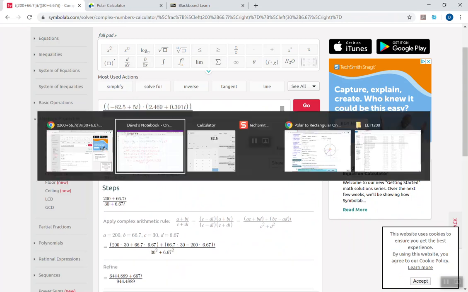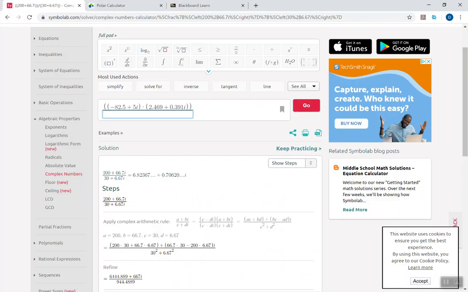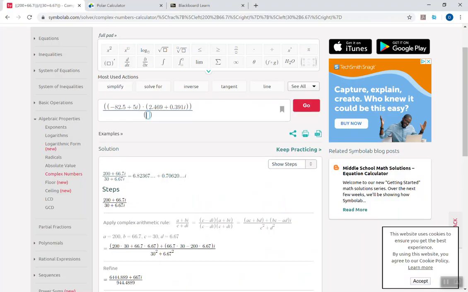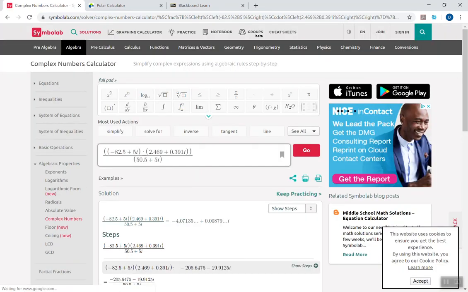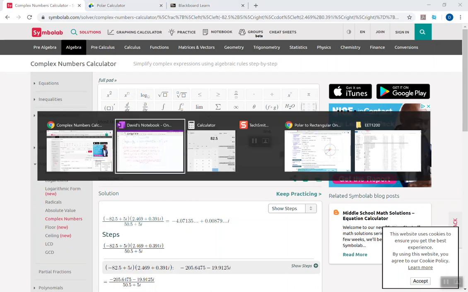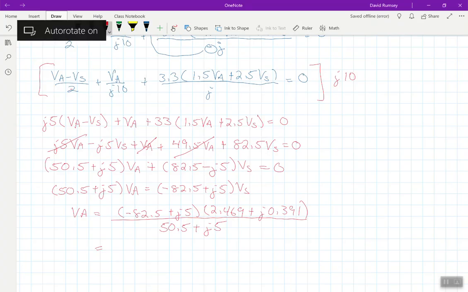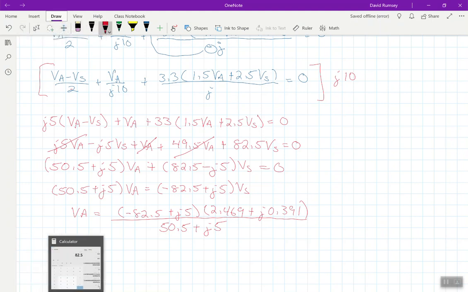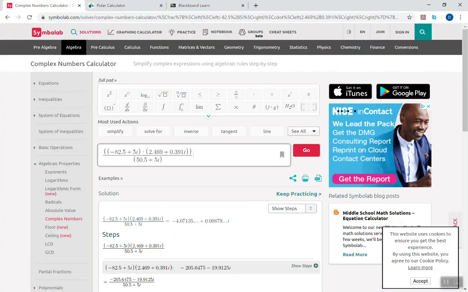that's going to be divided by 50.5 plus 5i. Hit enter. And we get, of course, our answer. Which I tabbed away from before I actually saw it. Negative 4.07.